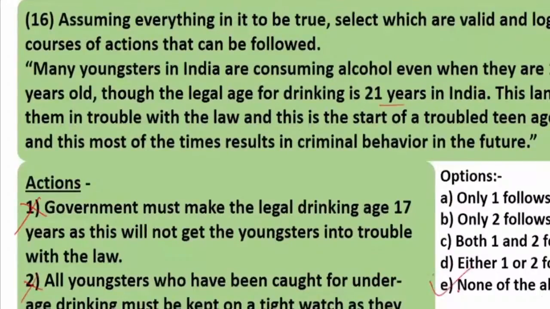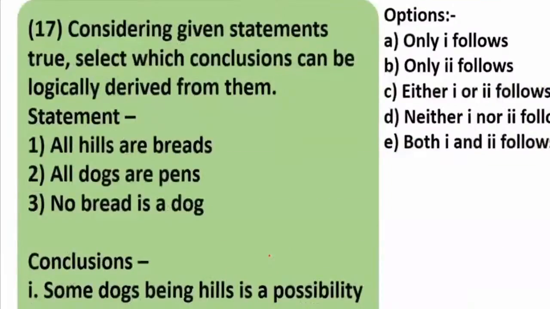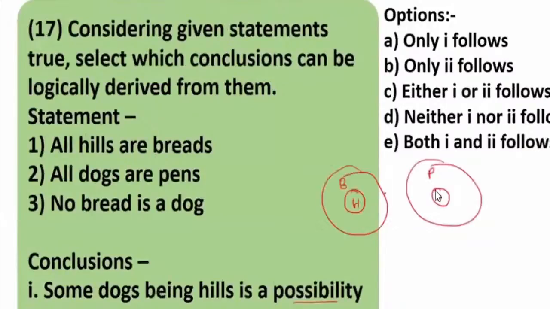Moving on. By looking, we know this is a syllogism sum with the word possibility. So we have to draw the Venn diagram. Let's start. All the hills are breads. All the dogs are pens. So this is dog. This is pen. No bread is a dog. So bread and dog are not connected.